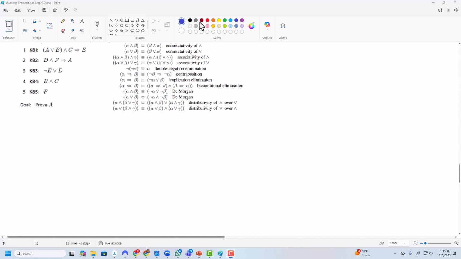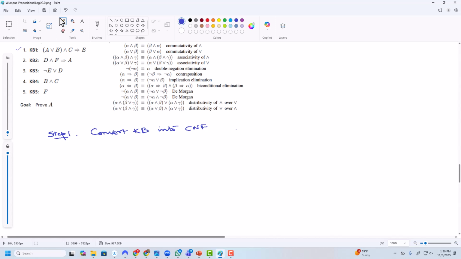Now we want to show an example of resolution based on the following problem. So see, there are 5 sentences in the knowledge base, okay? And then we want to convert them. Step 1 is convert them into CNF form, okay? Convert the knowledge base into CNF form.